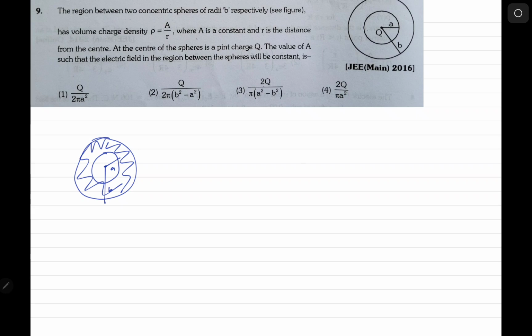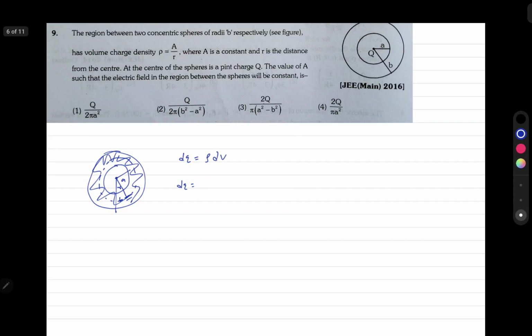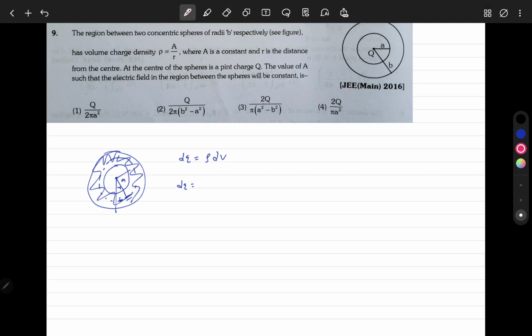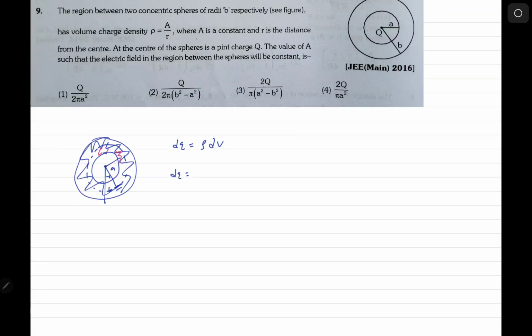So the process is the same again at r distance. I'll take a spherical element of dr. So dq is equal to rho into dv. The charge enclosed, this is what we need to find. I'll just use a different pen. Okay, so this charge we need to find, this one. Now this is the hollow part. So rho is a by r and 4 pi r square dr. So q is equal to, r cancelled, a into 4 pi r dr.